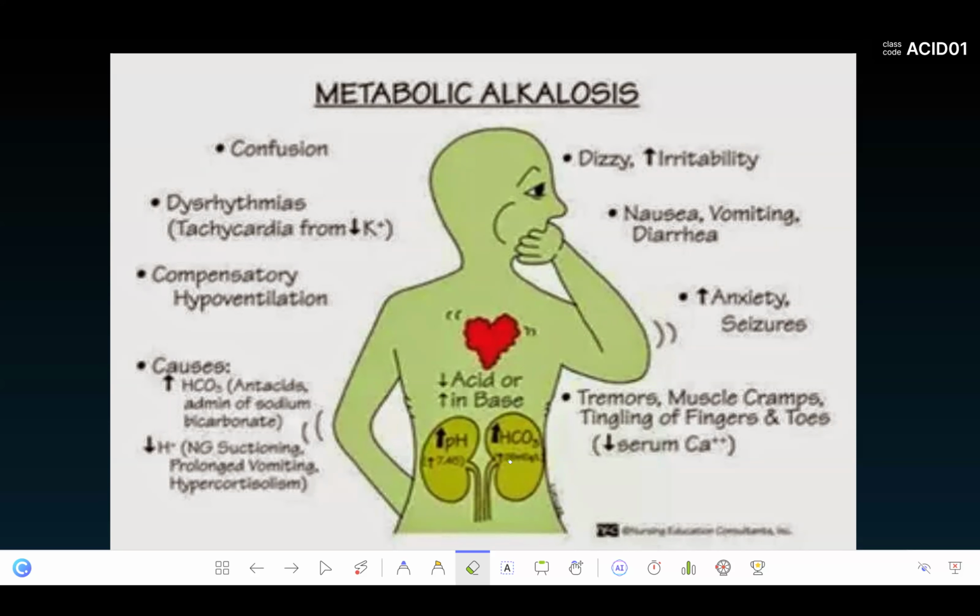One of the big things you can have is tremors, muscle cramps, and a tingling feeling in your fingers and toes. And we can also have a decrease in serum calcium. So the problem here is not enough acid and too much base.